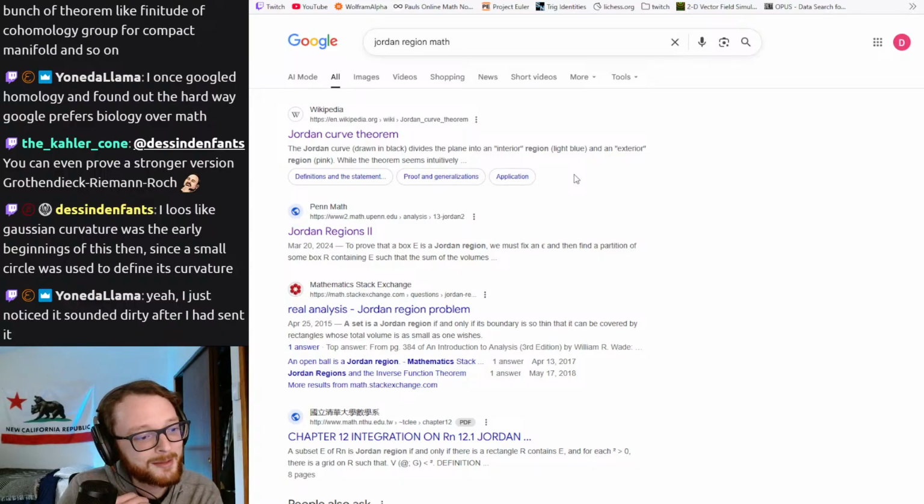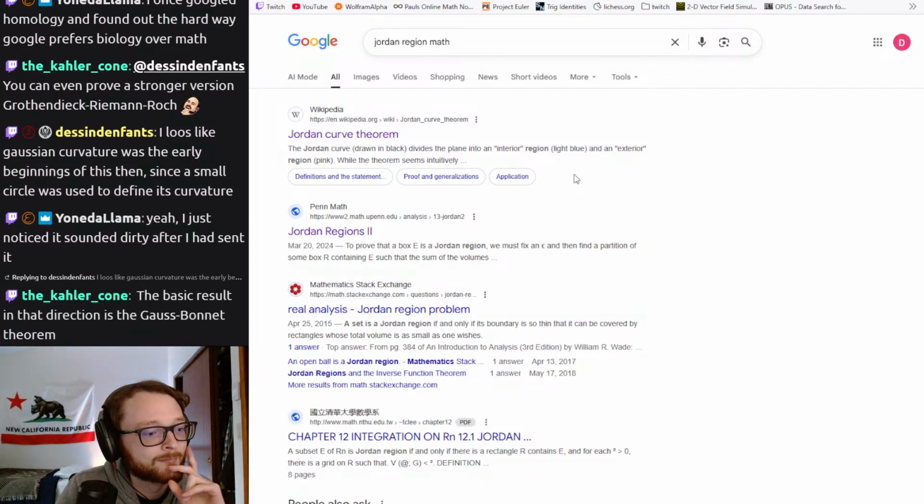It looks like guessing curvature was the early beginnings of this, since a small circle was used to define its curvature. Huh. Yeah, no worries, Yonetta.